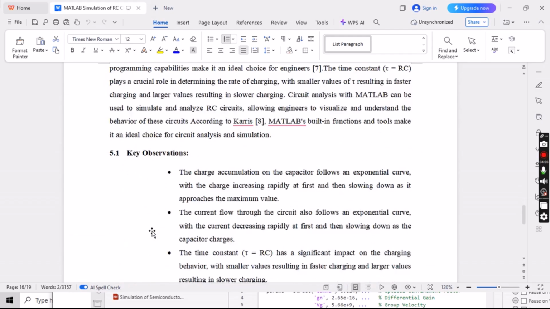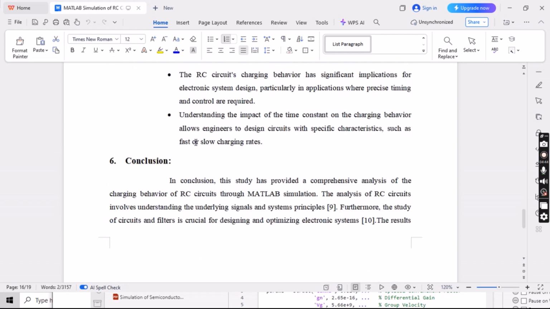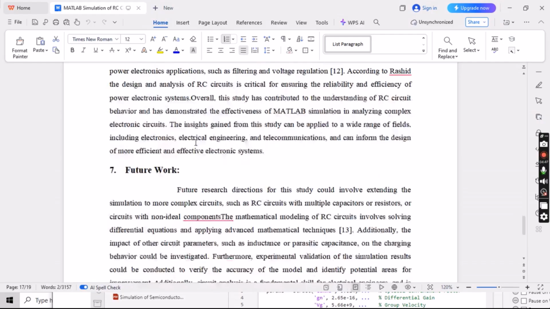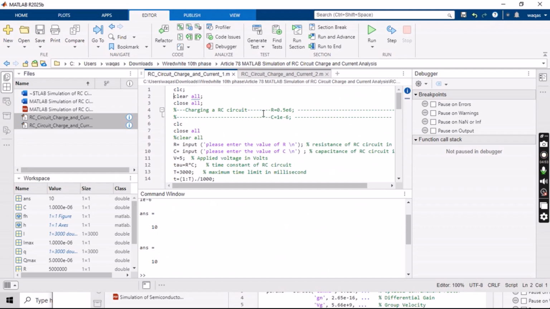The discussion and key observation is that it follows an exponential curve, with the charge increasing rapidly at first and then slowing down as it approaches the maximum value. Then the implications, conclusions, and future work as well, and references. Let me just show you the MATLAB code, which is this one.